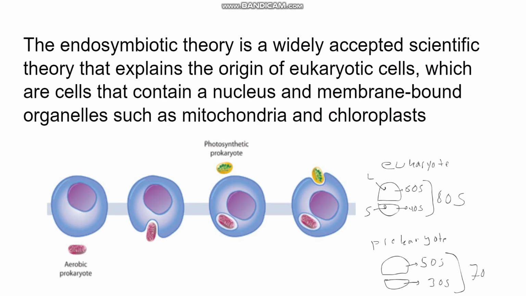Now lastly, let's talk about the endosymbiotic theory, which is a widely accepted scientific theory that explains the origin of eukaryotic cells, which are cells that contain a nucleus and membrane-bound organelles.